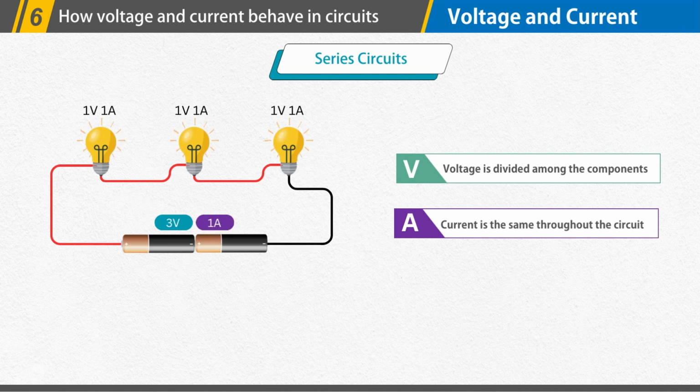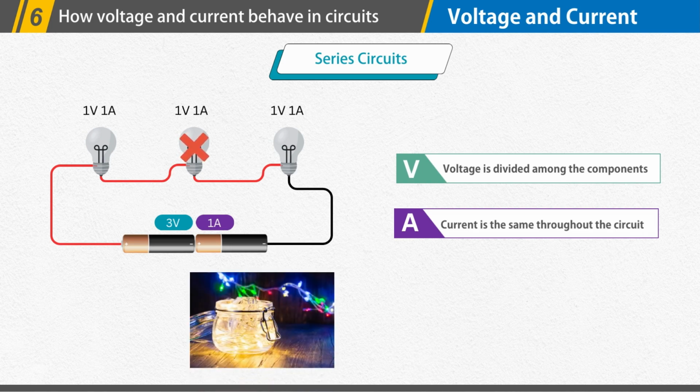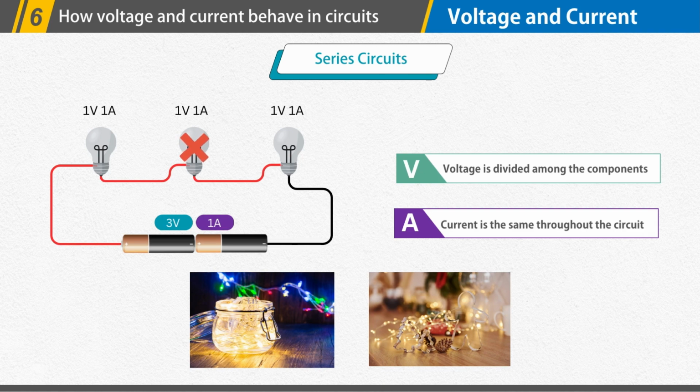Series circuits are not commonly found in homes due to their limitations, such as the fact that the failure of one component can cause the entire circuit to fail. However, a common example of a series circuit is Christmas decorative lights. The strings of lights that people hang up during the holiday season are often wired in series. When one bulb burns out or is removed, the rest of the bulbs in the circuit will not light up.